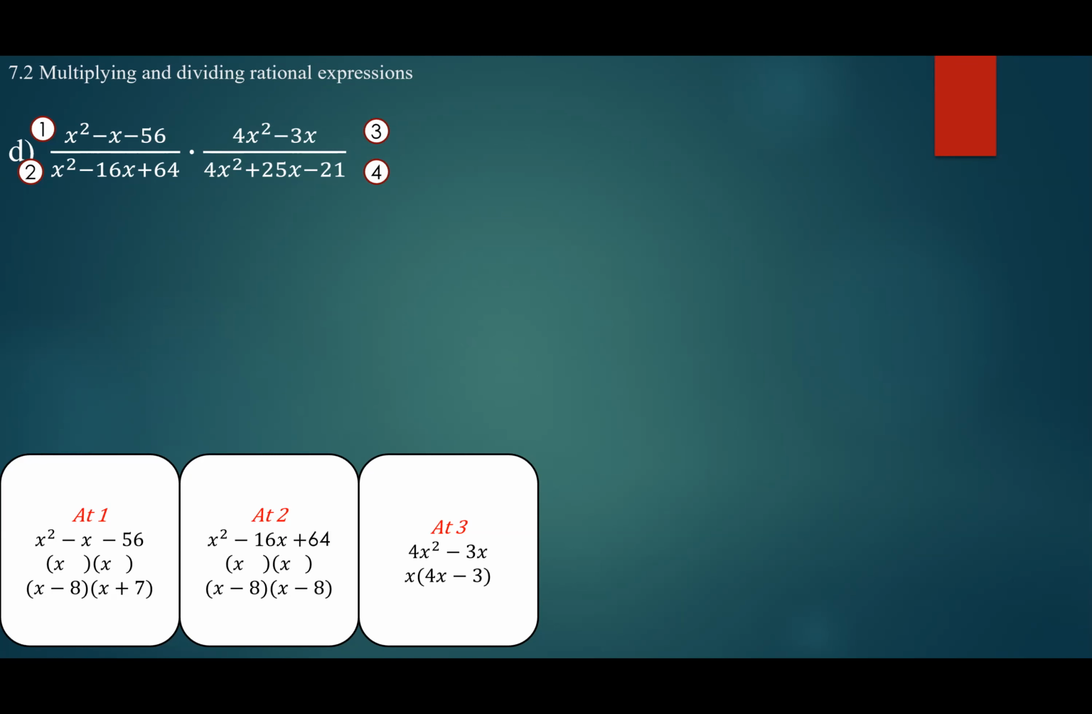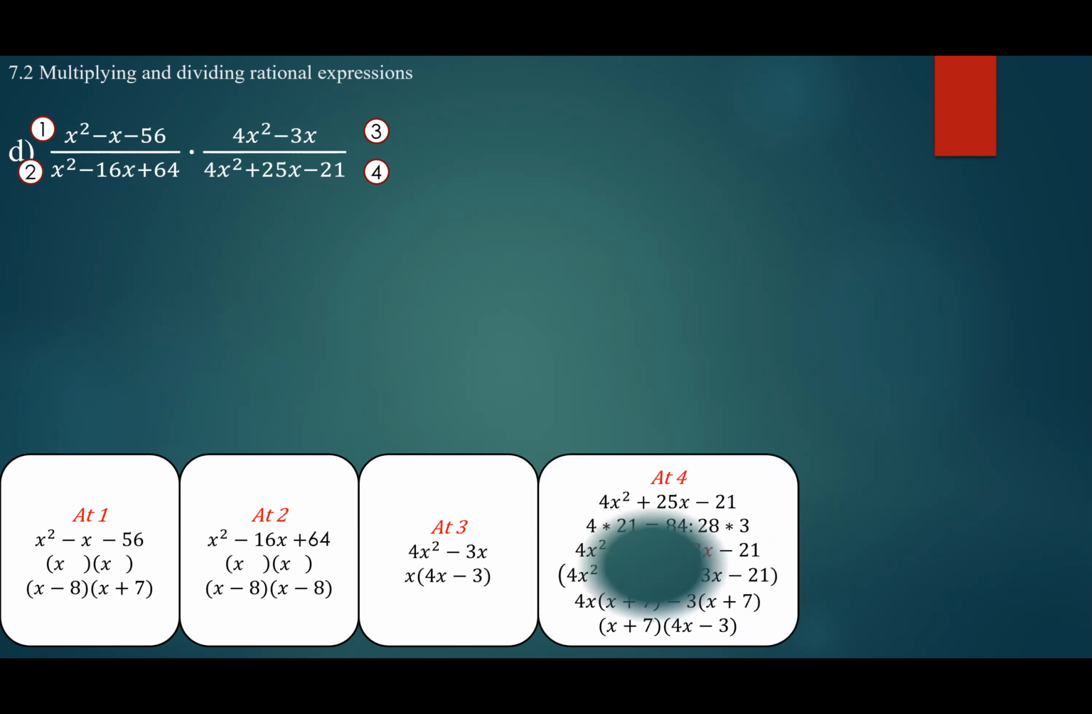Now, what do I have in 4? At 4, this is the hard problem. Why is it hard? Because there is a number in front of x squared. If there's a number in front, we know that we need to do the AC method or trial and error. If you know trial and error, you can do trial and error, but we do the AC method. We take the 4 times the 21, which gives me 84.